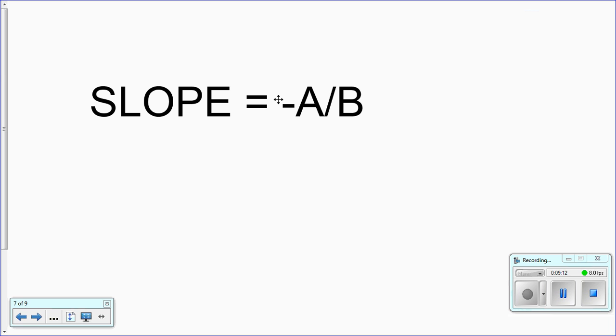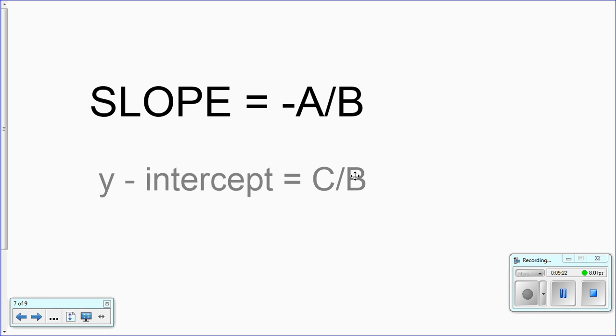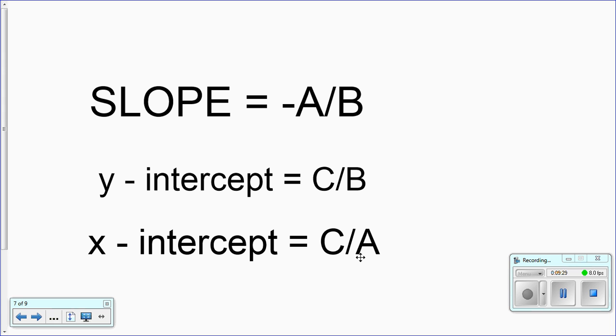So, we can calculate slope if we do negative A over B. We take the negative of whatever A is and divide it by B. That'll give us our slope. The y-intercept we can get from doing C over B, so whatever C is divided by B. And the x-intercept we get from doing C over A.